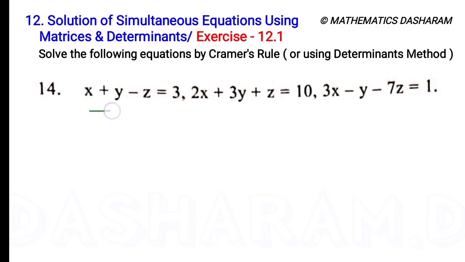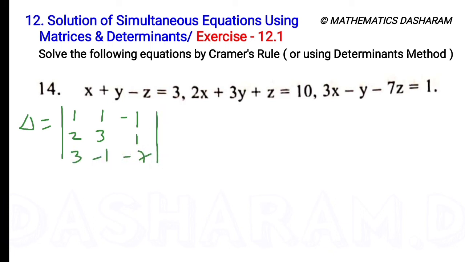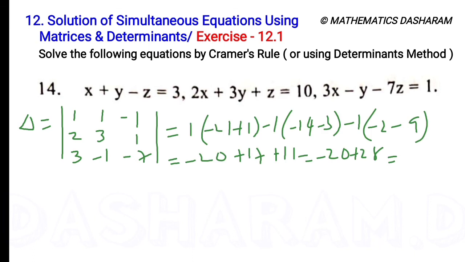14th question: x plus y minus z equals 3, 2x plus 3y plus z equals 10, 3x minus y minus 7z equals 1. So delta equals the coefficients of the first equation 1, 1, minus 1, the coefficients of the second equation 2, 3, 1, the coefficients of the third equation 3, minus 1, minus 7. Let's find its determinant. It equals 8, which is not equal to 0. So the given system of equations is consistent.